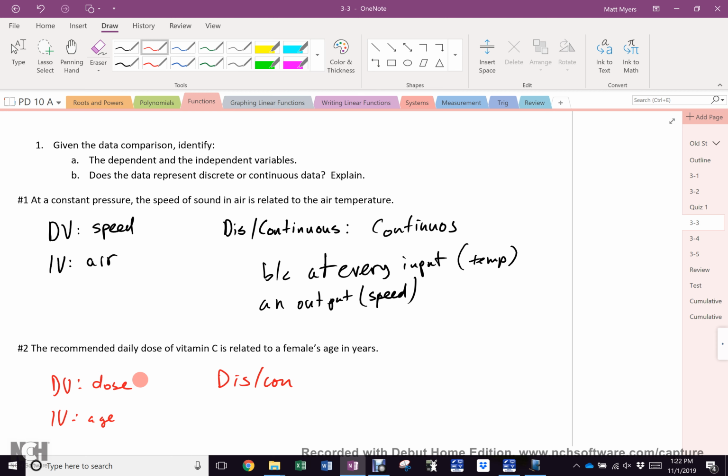He's absolutely right. Right? Because as you get old, your body changes its needs. Yeah? All right. Now, is it discrete or continuous?